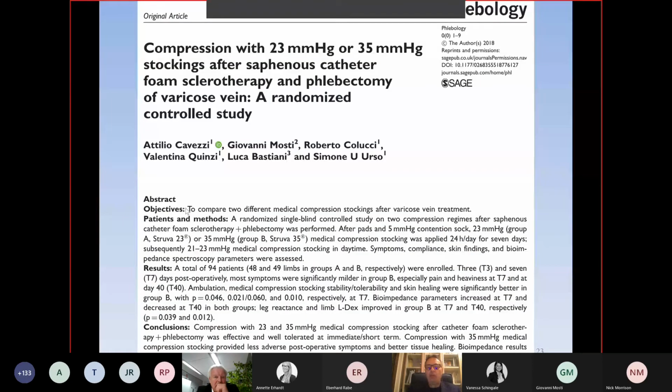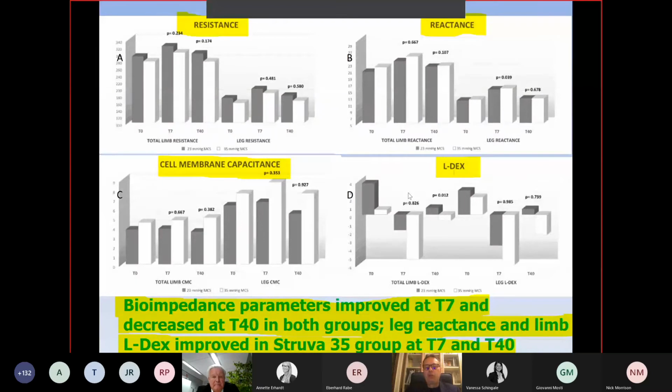So now let's move to our own experience. Somehow we were able to demonstrate that when performing catheter foam sclerotherapy plus phlebectomy for varicose veins, compression stockings of 23 millimeters or 35 millimeters of mercury gave different results. This is a kind of summarizing slide. You can see here again the main parameters of bioimpedance.